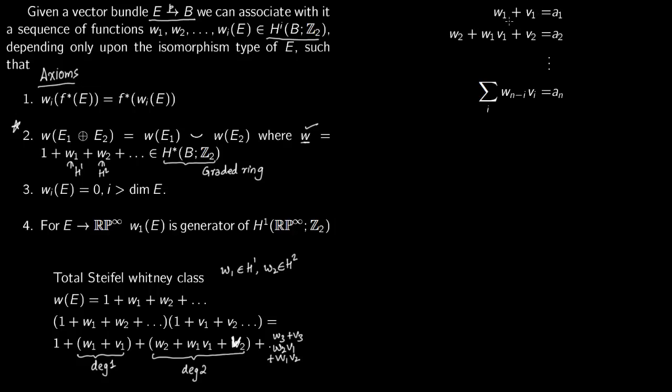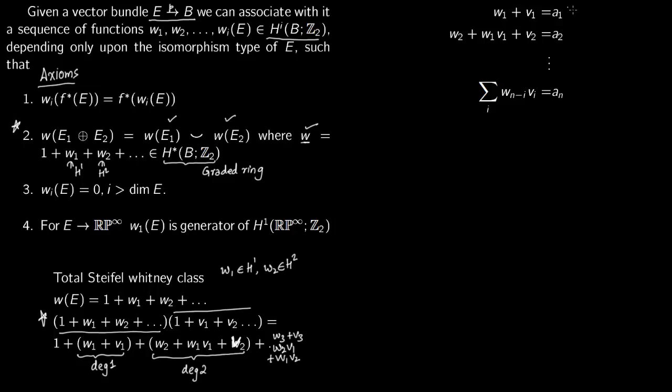So we can write it like this: W1 plus V1 is equal to A1. I'm writing it like this because when you multiply two Stiefel-Whitney classes, this cup product means that you are going to multiply them. This cup product is going to look like this, precisely this. So I'm writing here V1, V2, V3 and so on, so that you know which element is coming from which side. So say W of E1 is this side and W of E2 is this side. So this is how you will multiply them.